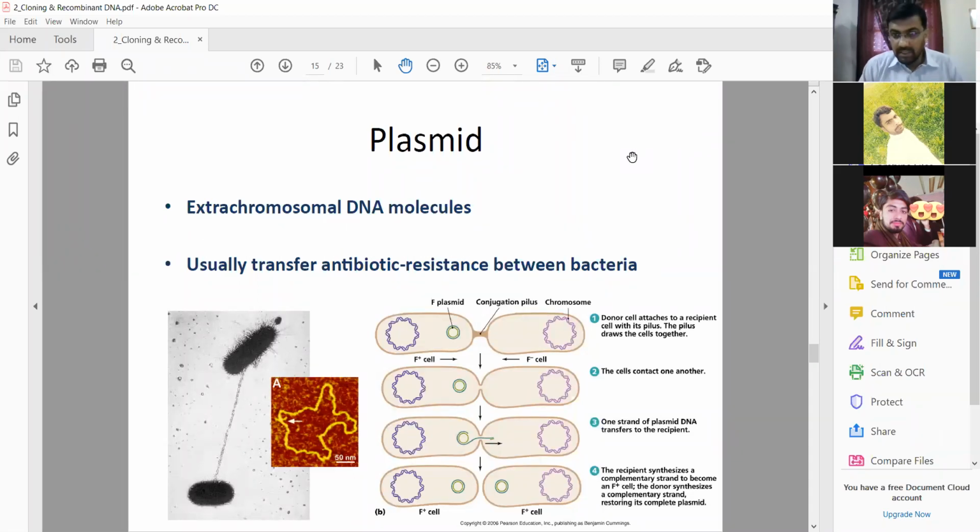We were discussing plasmids. So you all know that plasmids are actually extra chromosomal DNA, and previously you have learned that plasmids transfer antibiotic resistance between bacteria, and F plasmids were known for this. For example, this is the F positive cell, and through sex pili it transfers its replicated plasmid to the other cell, and in this way both become F positive cells, and you have a resistance capacity in both the cells.